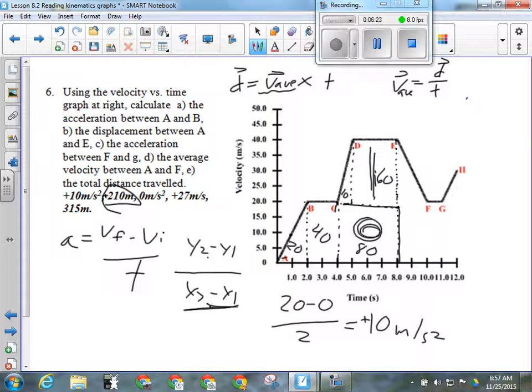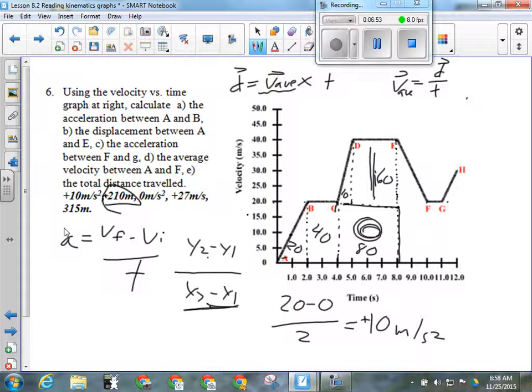Ringing a bell? Okay. Part C asks for the acceleration between F and G. So what's the acceleration rate here? 0. Yeah. I hope a lot of you were thinking that, but you didn't want to say it. The velocity at F is 20. The velocity at G is 20. Did the velocity change? No.